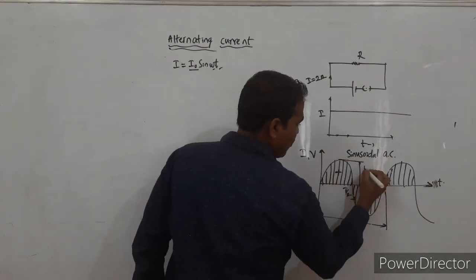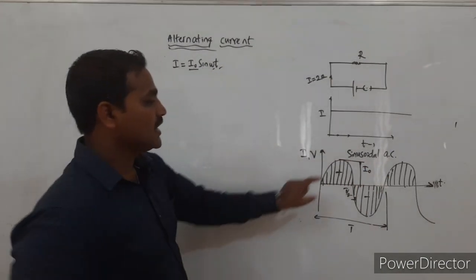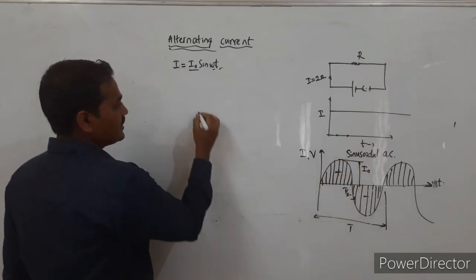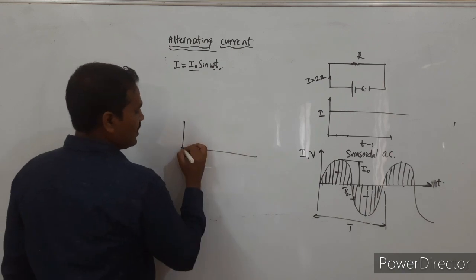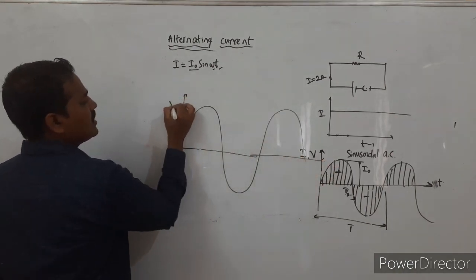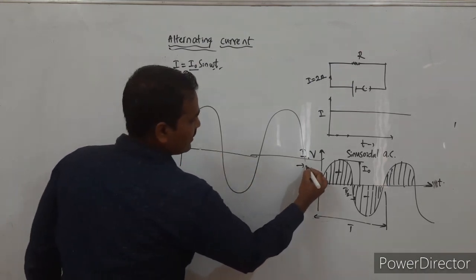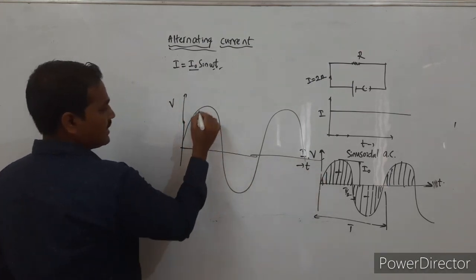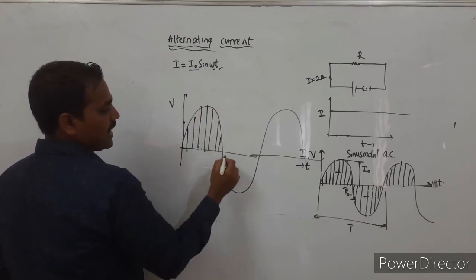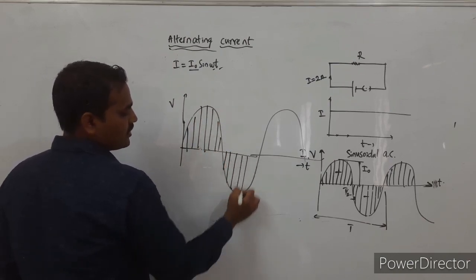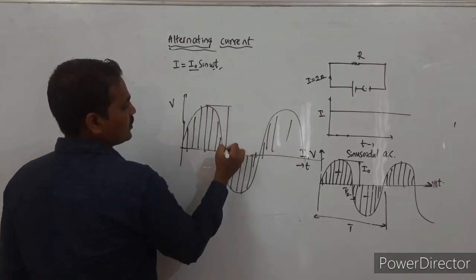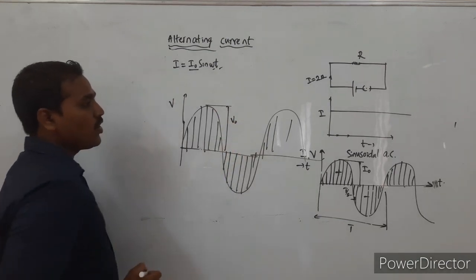Whatever the maximum possible electric current is, the peak value of this electric current we write as I naught. In the same way we can also represent alternating voltage. Along the y-axis I can write V, along the x-axis I can write t or omega t. Here also the voltage is continuously changing with time and reversing after half of the cycle, and this maximum value of voltage I can write as V naught.